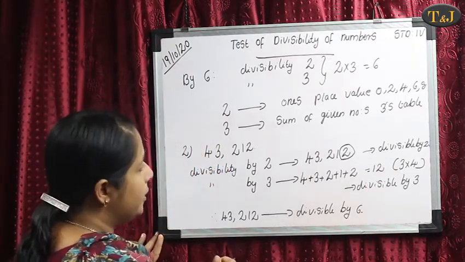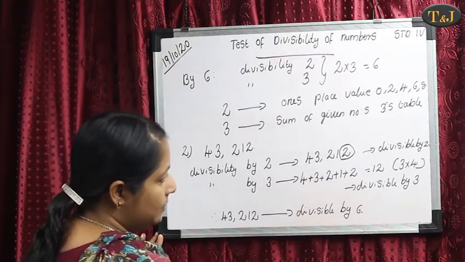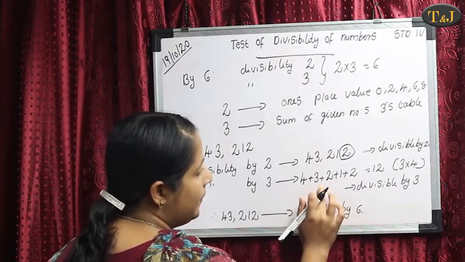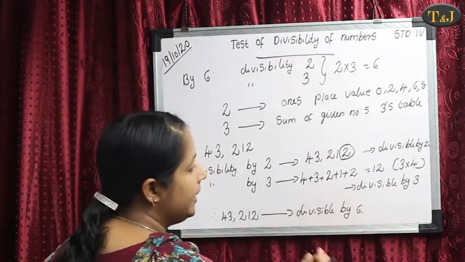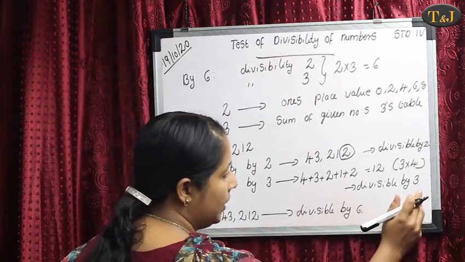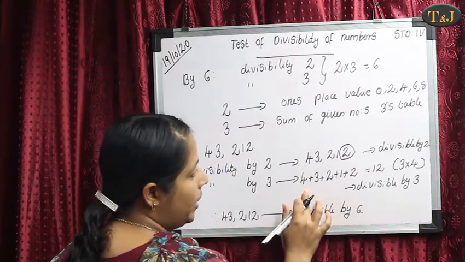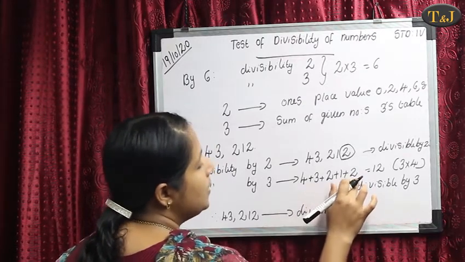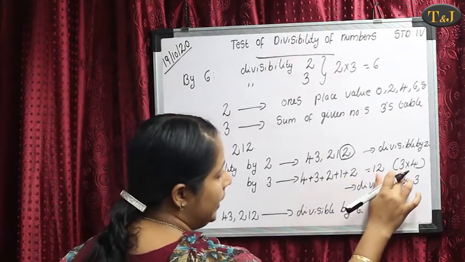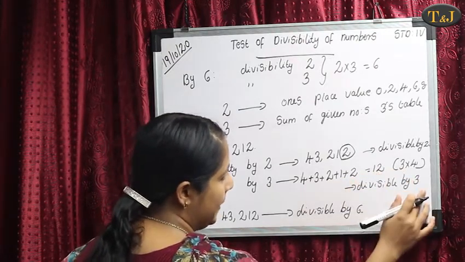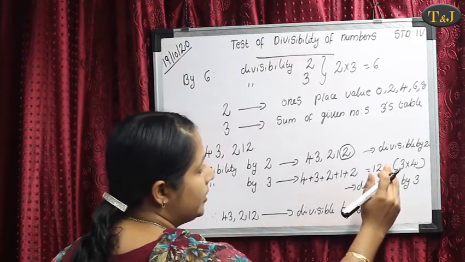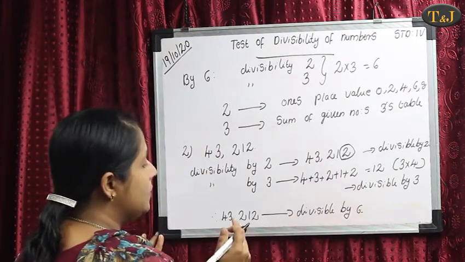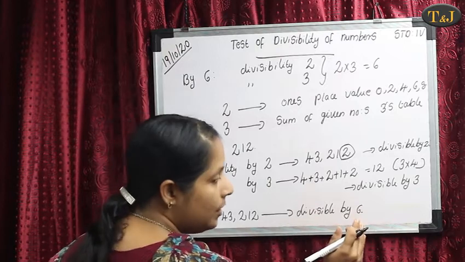Then checking the divisibility by the number 3. How we can check the divisibility by the number 3? We are adding the given numbers. If the answer is included in 3's table, then it is divisible by the number 3. Here the number is 43,212. We are adding 4 plus 3 plus 2 plus 1 plus 2. So we get the answer as 12. 12 is included in 3's table. So it is divisible by 3. Therefore, we are checking the divisibility by the number 2 and 3. Both the conditions are satisfied. Therefore, 43,212 is divisible by the number 6.